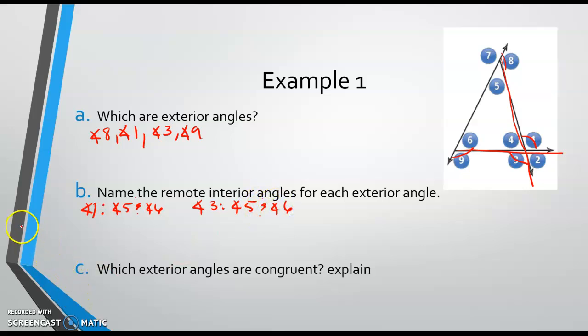All right, angle 8. Coming back up here to angle 8, my adjacent is 5, so it can't be 5, so it has to be angle 6 and angle 4. And then angle 9 down here is adjacent to angle 6, which leaves angle 5 and angle 4. So remote interior angles are the angles inside that are not next to our exterior.